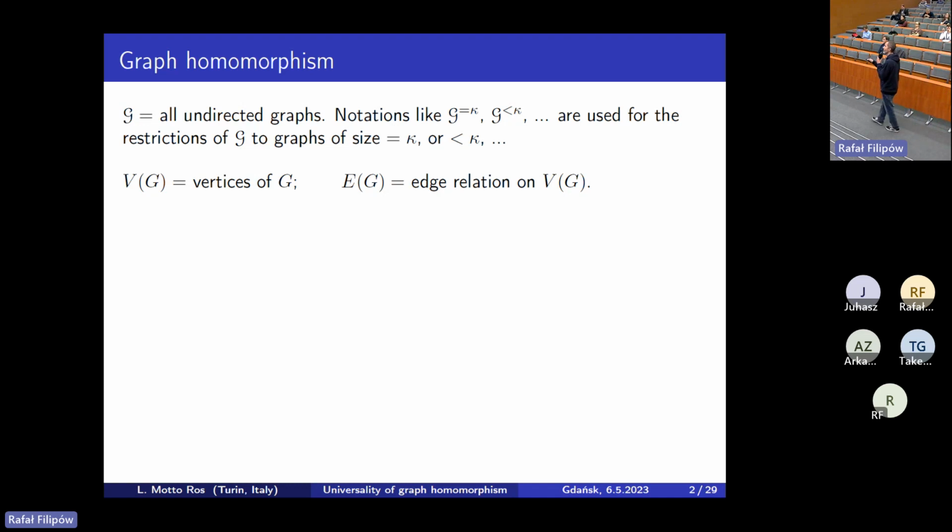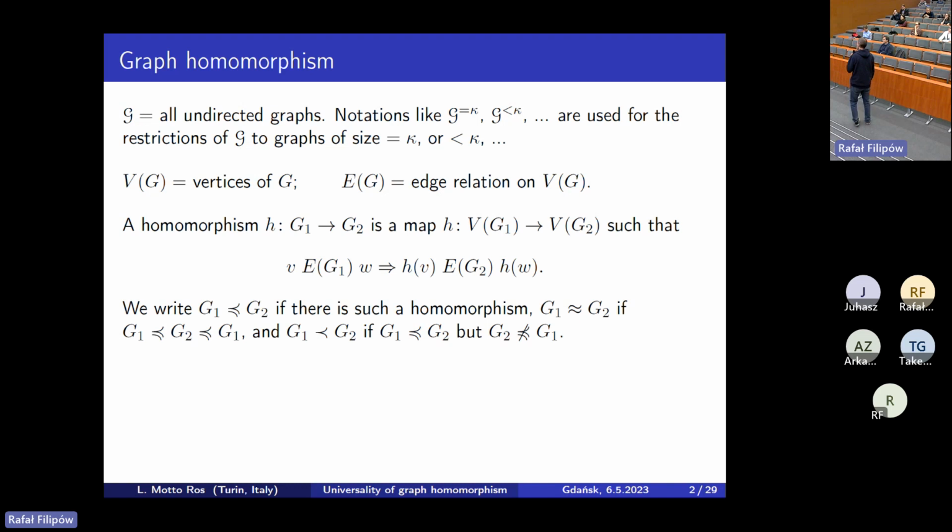And also V of G is the set of vertices of G, and E of G is the edge relation, the set of edges of the graph. So, the main relation that we are looking at is homomorphism for graphs. This is just a function from one graph to the other one which preserves edges forward, okay? So it need not be injective, need not preserve edges backwards, just forward. And this relation is a quasi-order, and this is what we want to study.